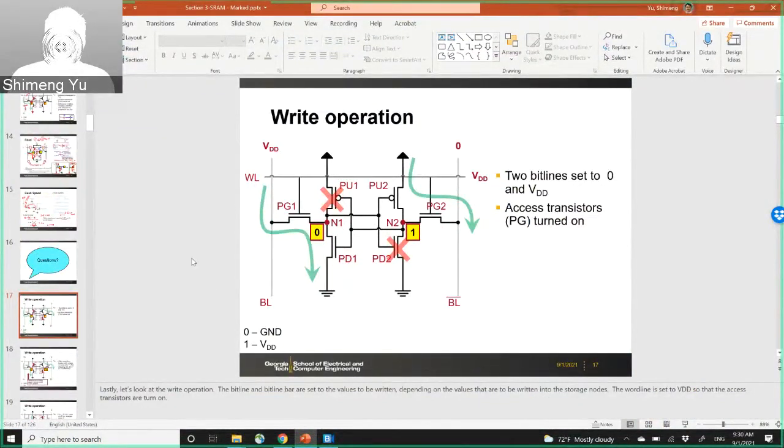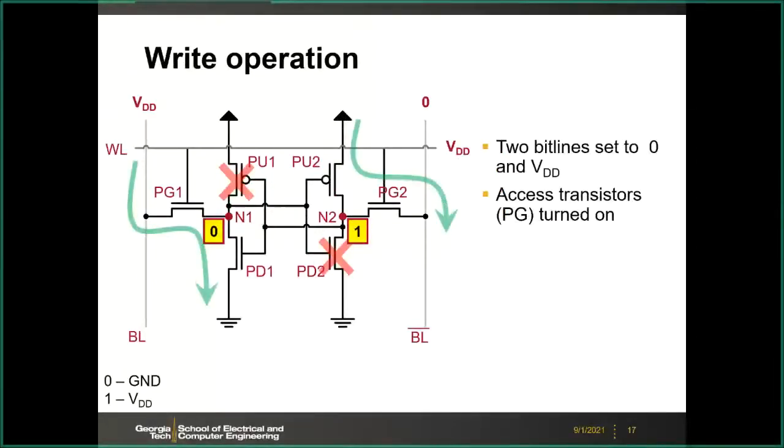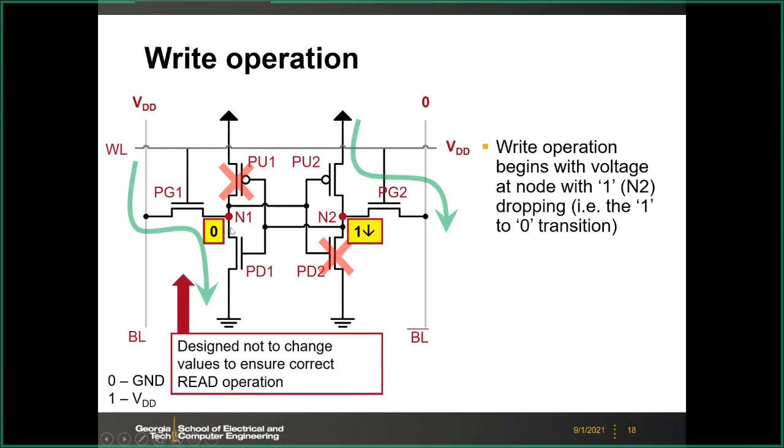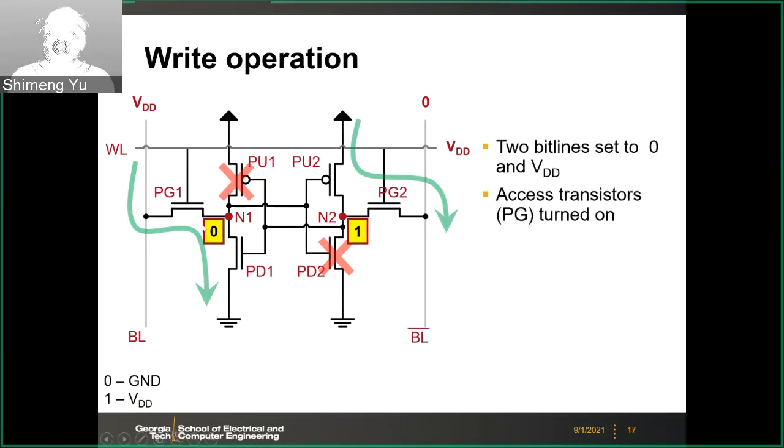Alright, so today we are going to continue our discussion on the SRAM's basic operation. So far we talked about the read operation, so today we are going to talk about the write operation. For the write operation, let's assume the N1 node stores 0, and the N2 node stores 1. The write operation tends to flip the N1 node from 0 to 1, and the N2 node from 1 to 0.